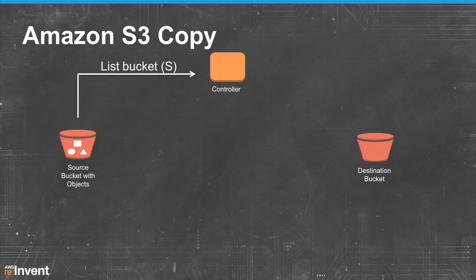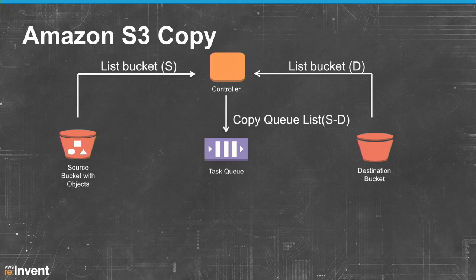So we're going to take a look at Bob. He's an architect now, and he needs to figure out how to do it. He came up with this design where he lists all the objects in his source bucket. Then, using some kind of controller, he also gets the list of objects in the destination and does a diff on it. By doing the diff, he can get all the objects that don't exist in his target.